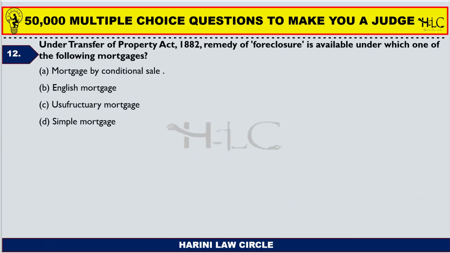Moving ahead to the 12th question. Under the Transfer of Property Act 1882, the remedy of foreclosure is available under which one of the following mortgages? So, foreclosure is one of the remedies under the Transfer of Property Act in case a mortgage is done. Foreclosure, the literal meaning is that when you mortgage a property, you get in return a loan or an amount from the other party, the mortgagee, right?